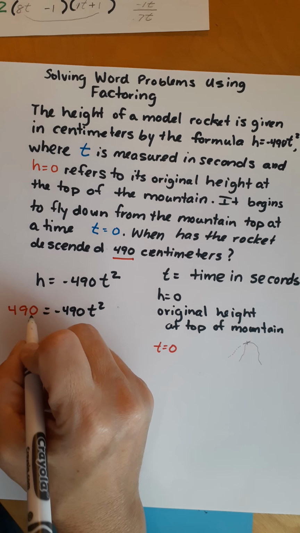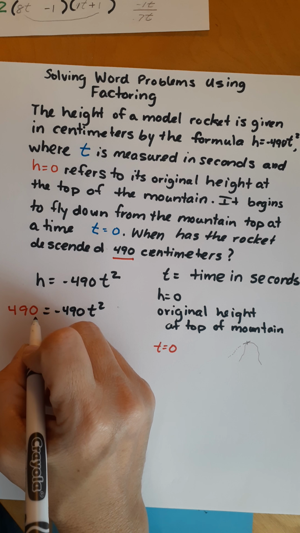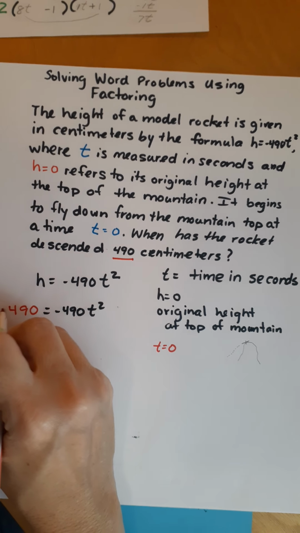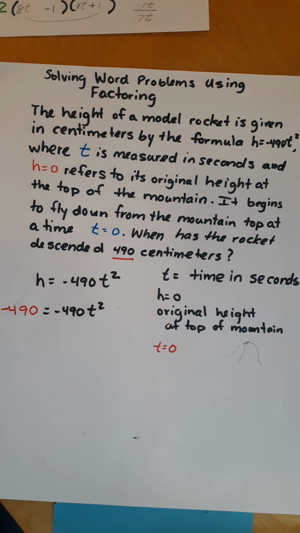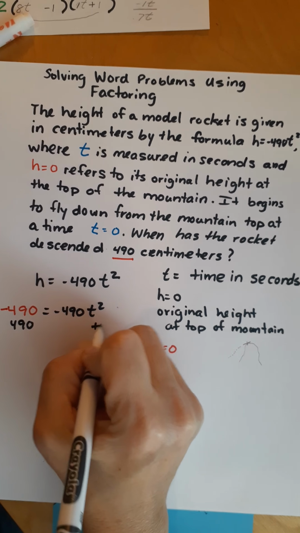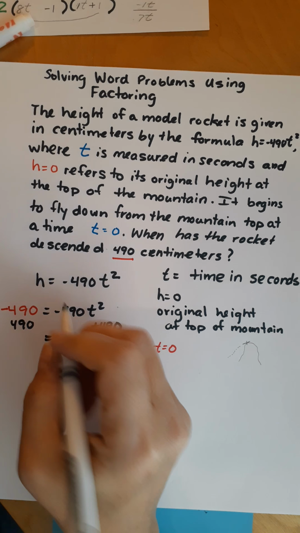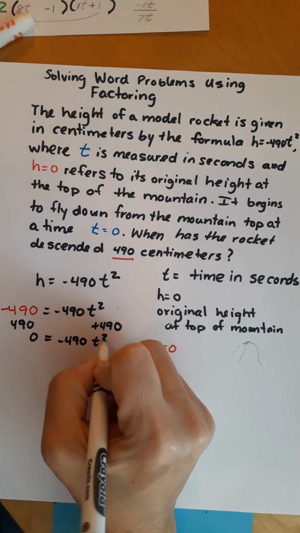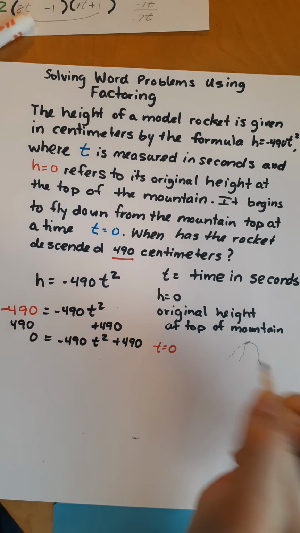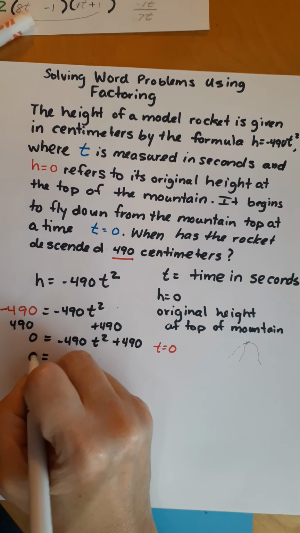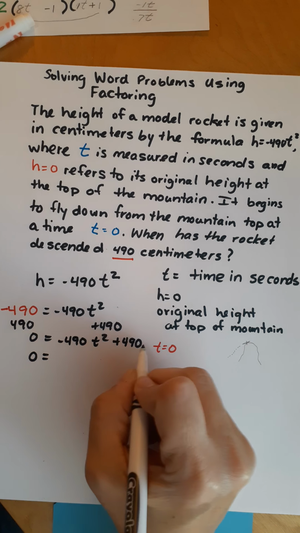We are going to then subtract this. And actually, it's descended, right? So it's going to be negative 490. Now, using the addition property of equality, we get 0 equals negative 490 t squared plus 490. Okay, very good.